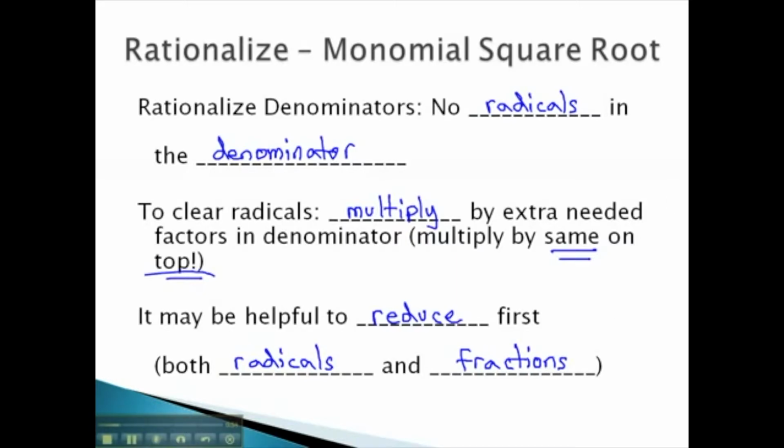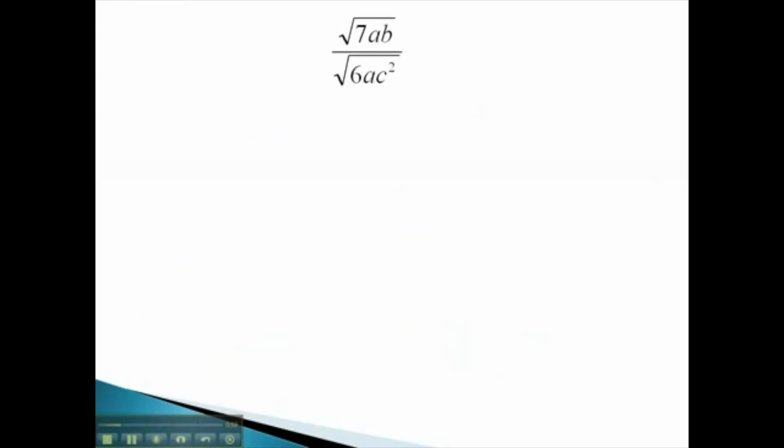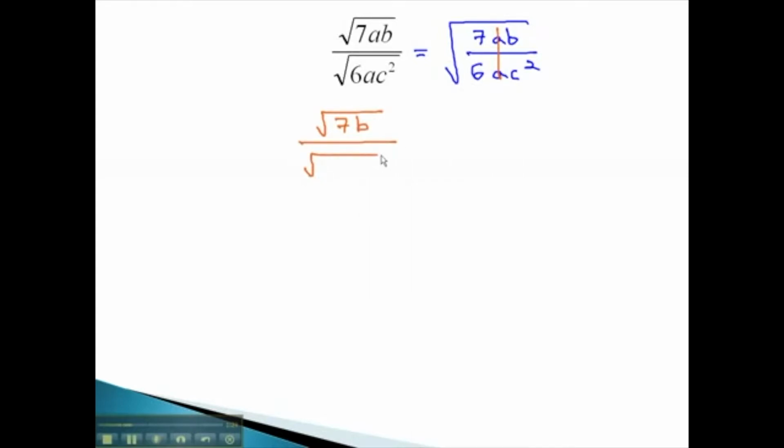Let's take a look at an example where we have to reduce first and then rationalize the factors that remain. Putting this all under one radical so we can reduce the fraction, we have 7ab over 6ac squared. Notice the a's can divide out. And now let's bring it back to separate radicals. We have the square root of 7b over the square root of, finding the prime factorization of 6, 2 times 3, c squared.